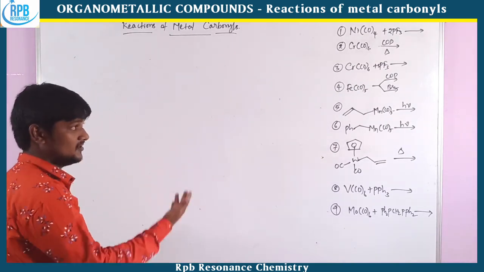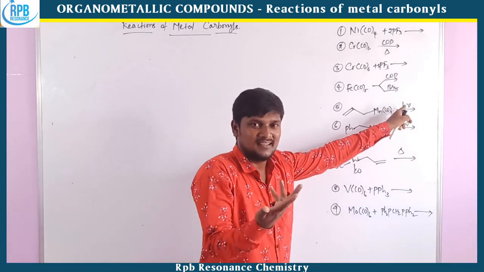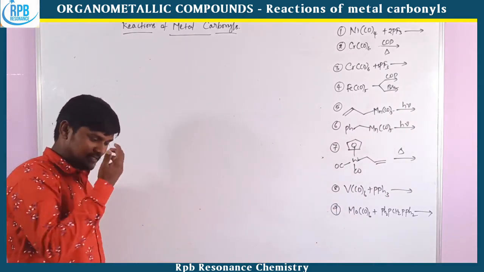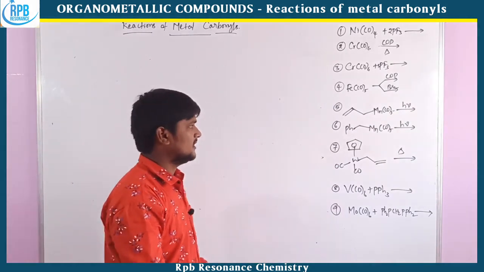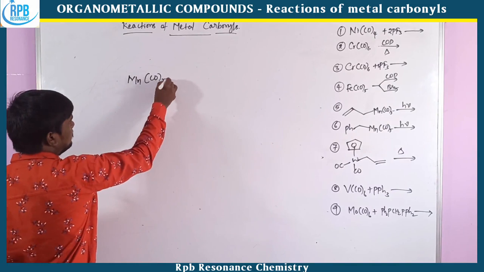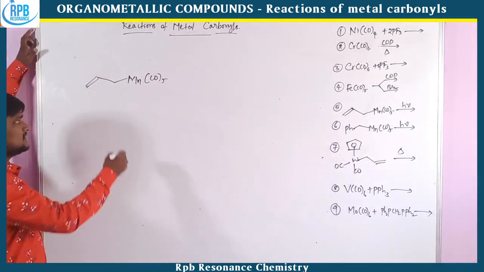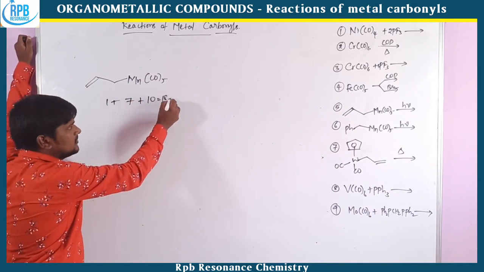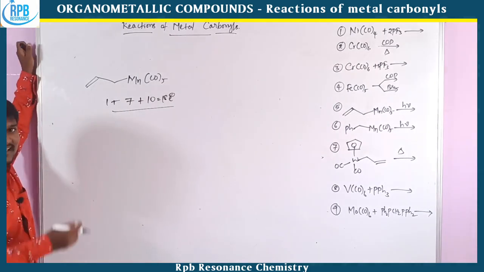Now let's solve some other problems. The fifth question: here there is no reagent, but the condition is photochemical. The photochemical condition is generally used for changing the capacities. Now let's discuss the first example, MnCO5 with an allylic system. Allyl is one electron, manganese is seven electrons, carbonyls are 10 electrons, totally an 18 electron system.